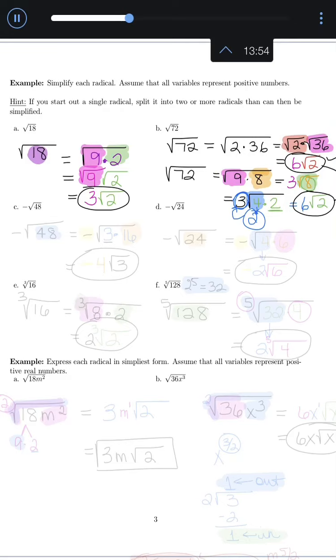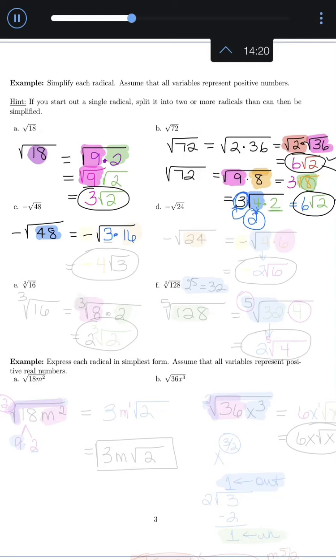Let's look at another one. Let's look at negative square root of 48. Again, there's more than one way to do this one, but let's start out with negative and let's work on how do you break down the 48. The quickest way to break down the 48 is that it's a 3 times a 16.